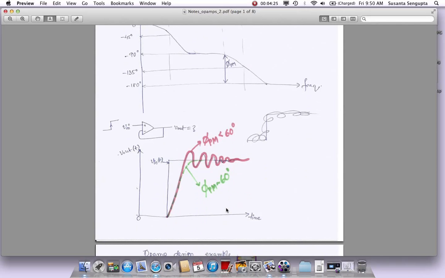Let's also look at what this phase margin does, and I'm going to explain this with respect to this configuration here, where the op-amp is connected as a unity gain buffer. This is the input, this is the output. Now what could come at the input does not necessarily need to be a single frequency sine wave. It could be, but in many applications it could be square waves or triangular waves.